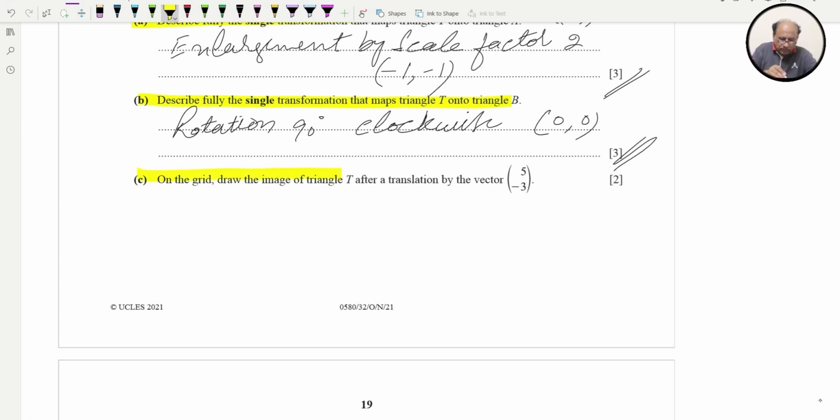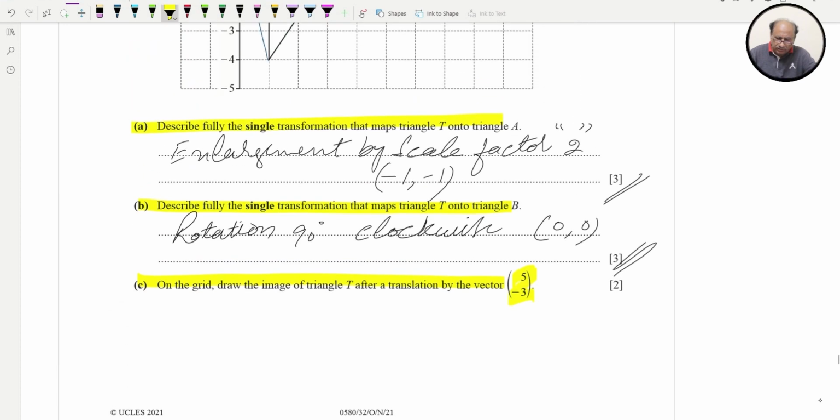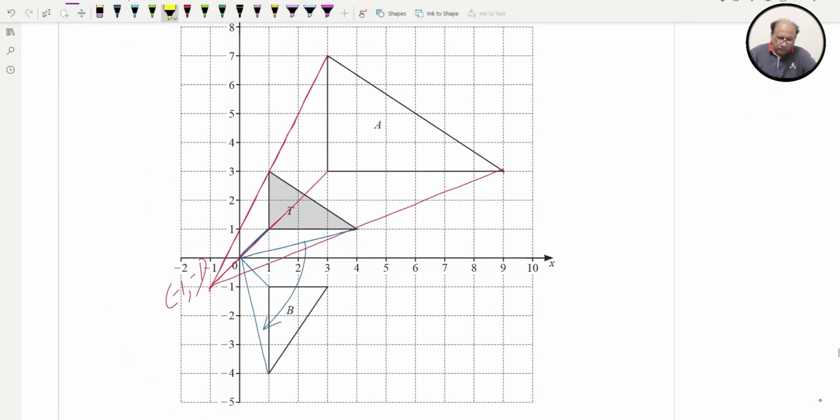Then they're saying on the grid, draw the image of triangle T after translation by the vector (5, -3). So this is basically the translation. Draw the image of the triangle T, (5, -3), so 5 units and -3. So we can check for this one. 5 units to the right, 1, 2, 3, 4, 5, and -3 will be 1, 2, and 3, and we reached at this point. So this point is translated to this one.